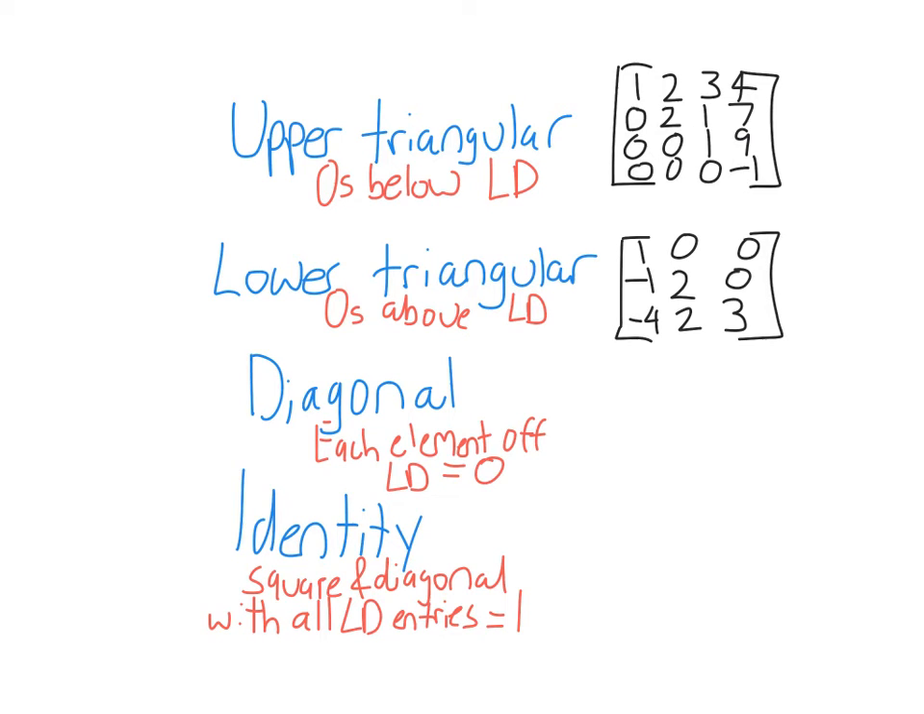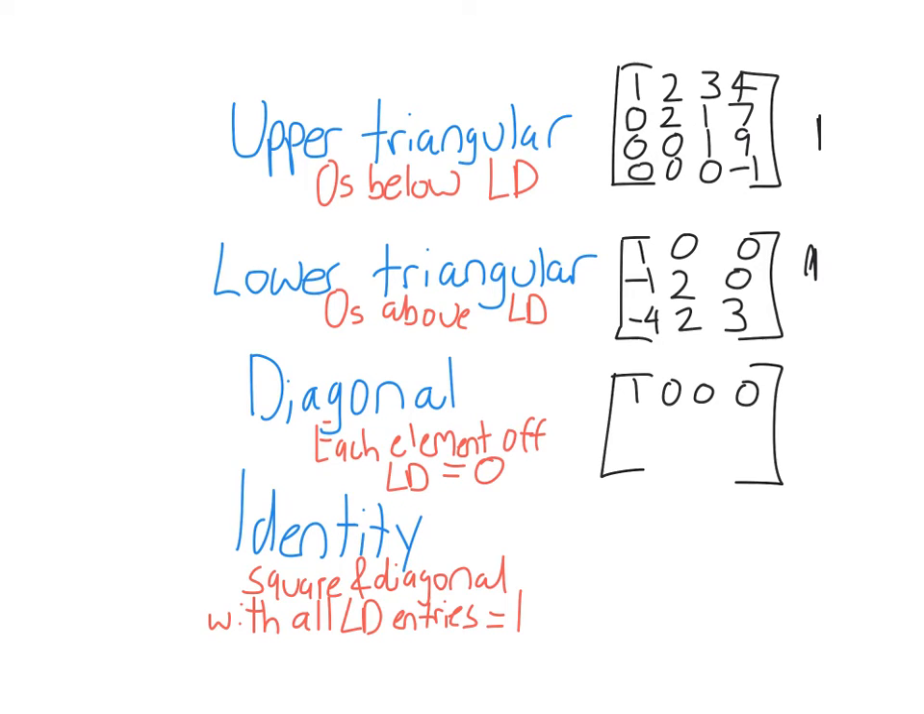So if a matrix is both upper triangular and lower triangular, it is diagonal. In order to satisfy both these definitions, it would have to have zeros above the leading diagonal and also below the leading diagonal. So it doesn't necessarily need to be a square matrix. So I'm going to make this one a rectangular matrix. Let's make it a 3x4 matrix.